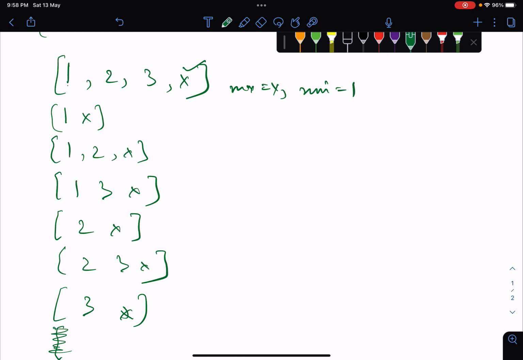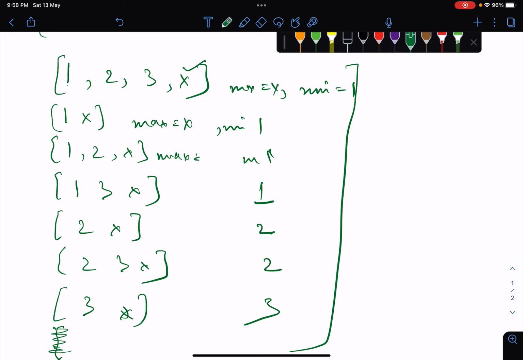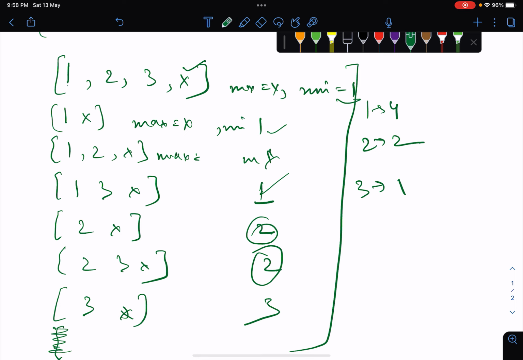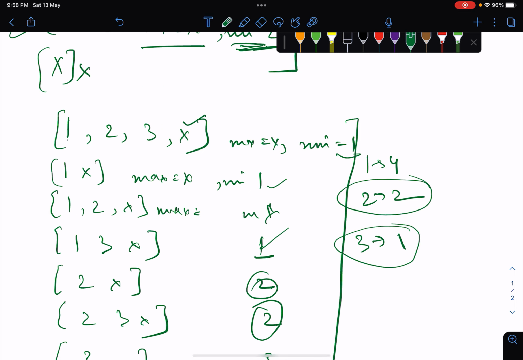Now just see what happens here. In every one, max is x. Min is 1, min is 1, min is 1, min is 1, min is 2, min is 2, min is 3. Now just see the pattern here. How many times do you have 1 as min? 1, 2, 3, 4, 4 times. How many times do you have 2 as min? 2 times. And how many times do you have 3 as min? 1 time. So just see, these are powers of 2.